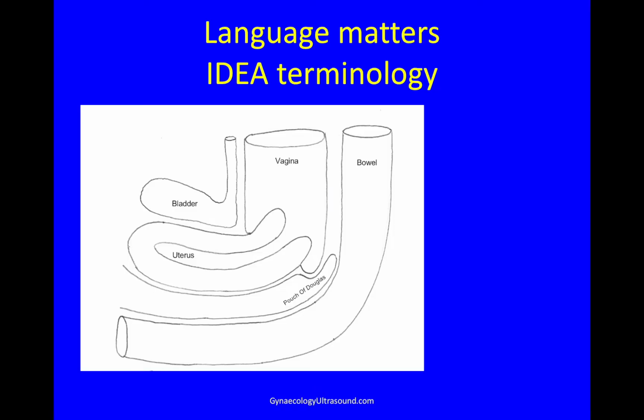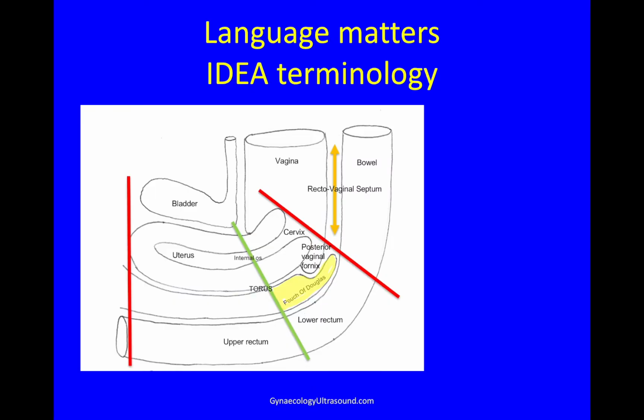Language really matters, and the IDEA terminology was very clear that if you draw a line through the internal os and the torus and a line below the cervix, then the area between the vagina and the bowel is called the rectovaginal septum. The bit of vagina above the red line where it attaches to the cervix is the posterior vaginal fornix, and then there's the pouch of Douglas between the uterus and the bowel. The bowel below the torus, below the green line, is the lower rectum. The bowel above the green line, above the torus, is the upper rectum, and then bowel above the level of the fundus of the uterus, it would be called sigmoid.